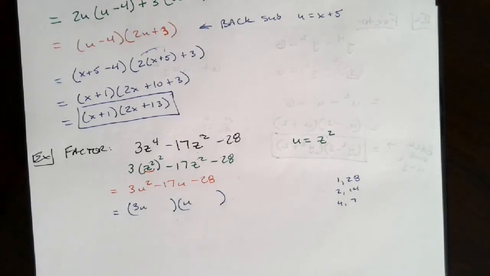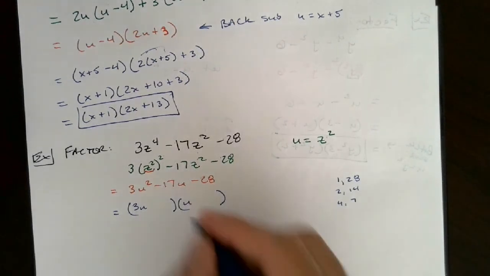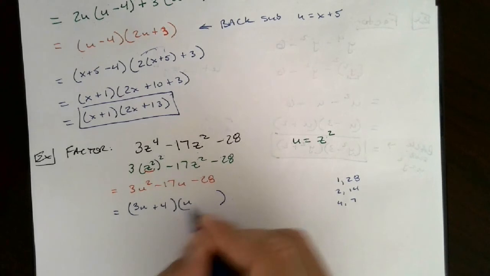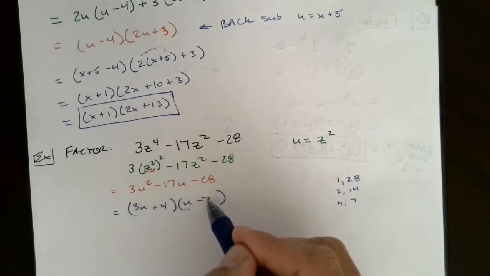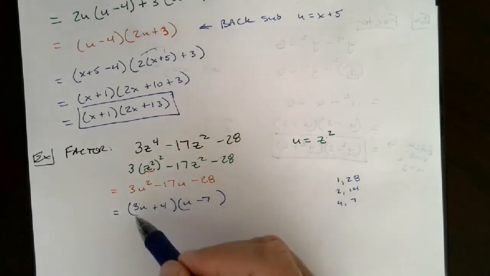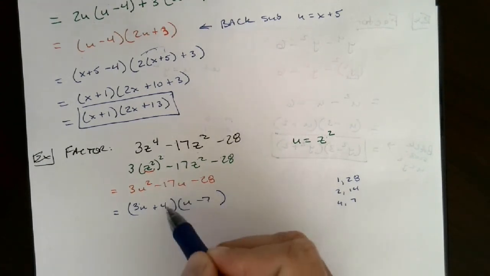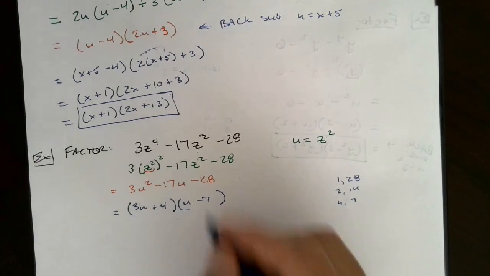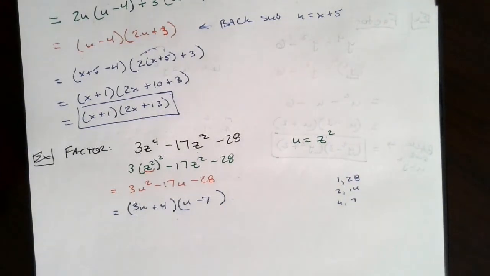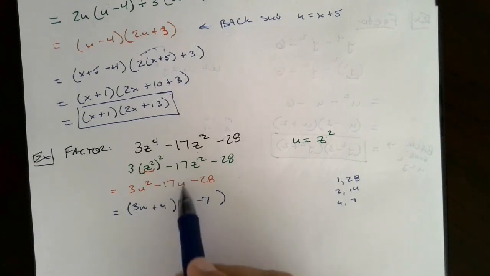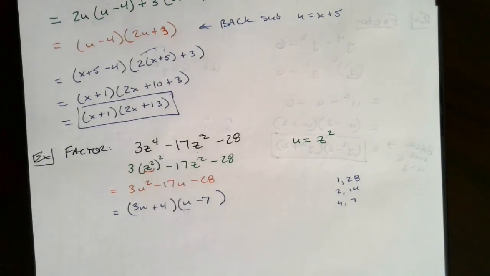If I pick this to be 3u, and then I put the positive with the 4, and then minus 7, because 3u times negative 7 gives me negative 21. Positive 4 times u gives me a positive 4u, so 3u times negative 7, negative 21u, plus the 4u here will give me the negative 17u. So you're checking this by FOIL. I did it kind of quickly, but if you're not sure, you'll have to try out the different combinations so you find the ones that work. So when you FOIL the middle terms, the outer and the inner, you add to get your negative 17u.